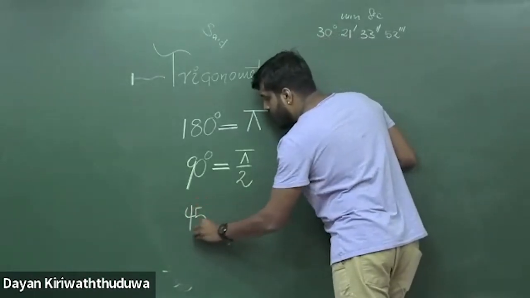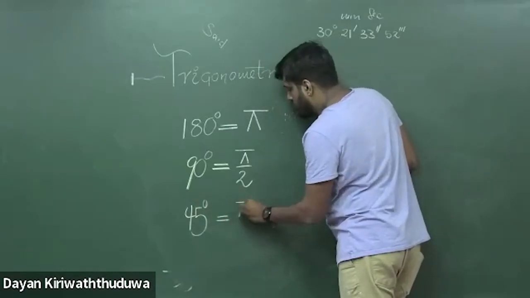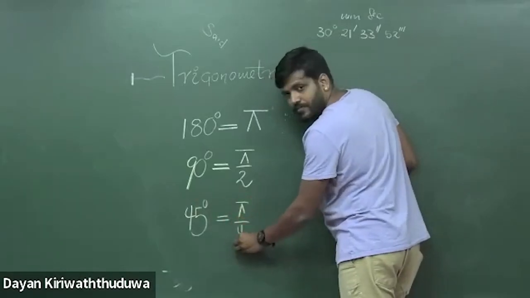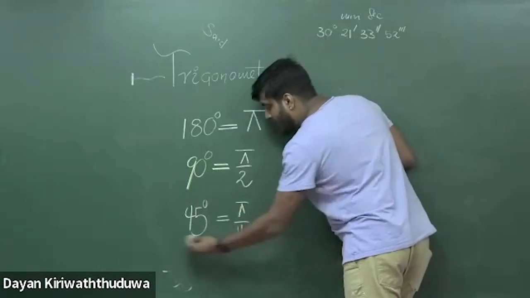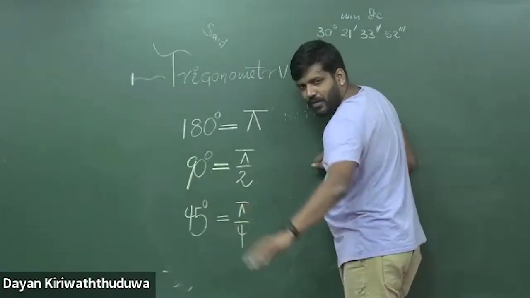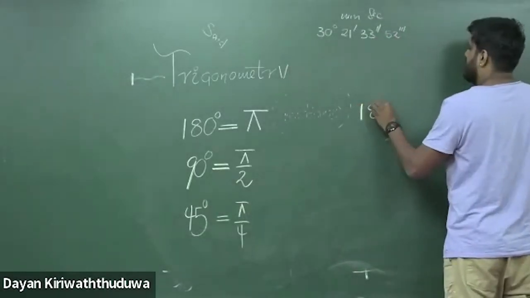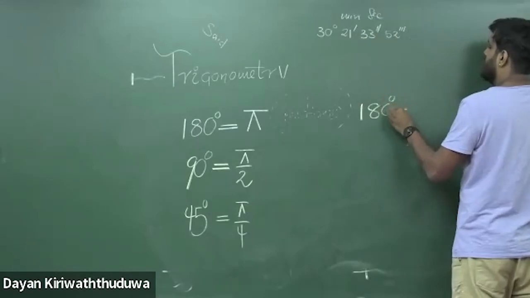I am dividing again by 2, what do we get? pi over 4. See? And if you divide again, I'm getting a very ugly one, 22.5. So I am starting once again from 180. 180 degrees equals pi.